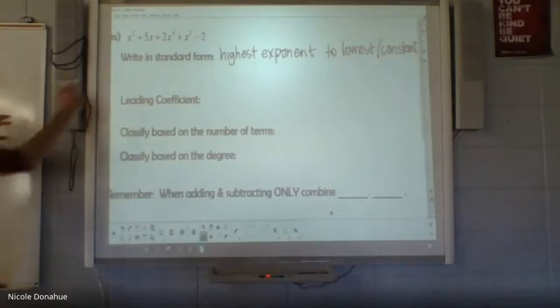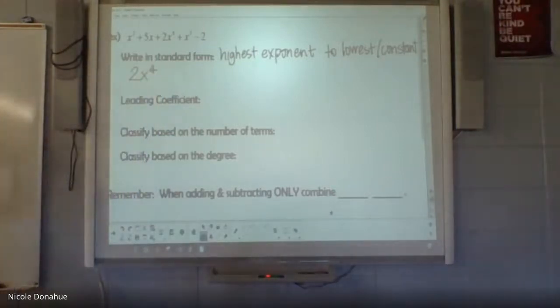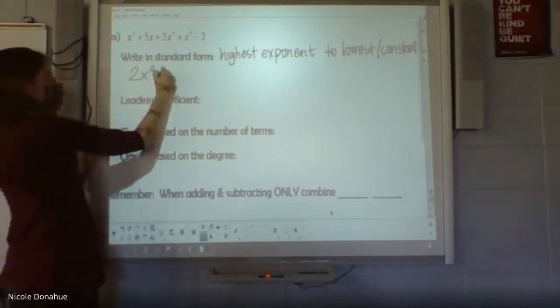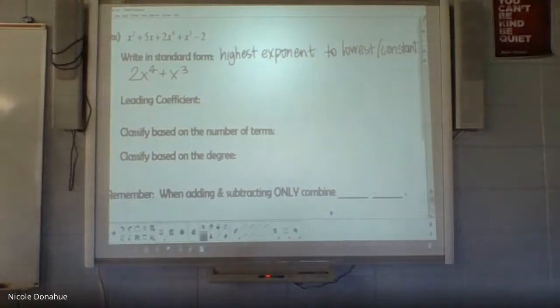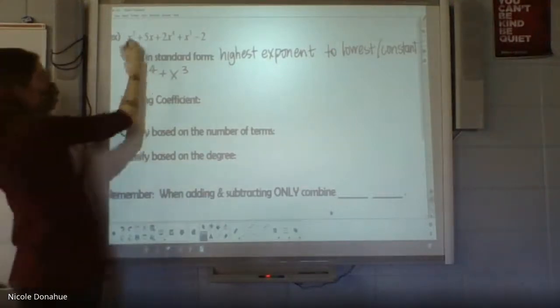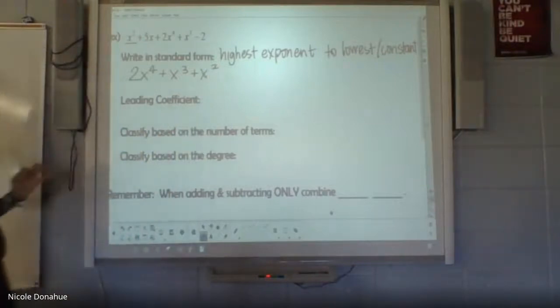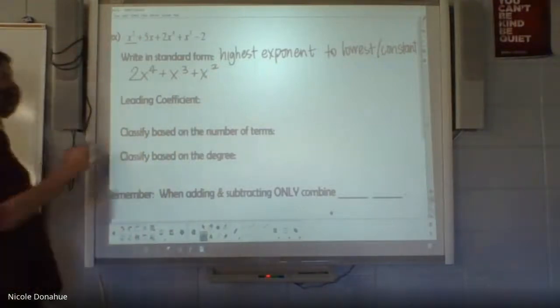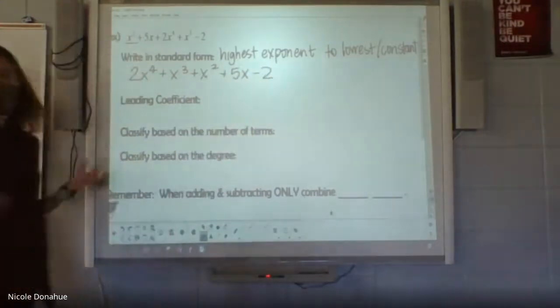2x to the fourth. 2x to the fourth. Next now, Maddie, what should we write? X to the third. Then x to the second. Then next, 5x. And then minus 2 is the one without a variable at all.